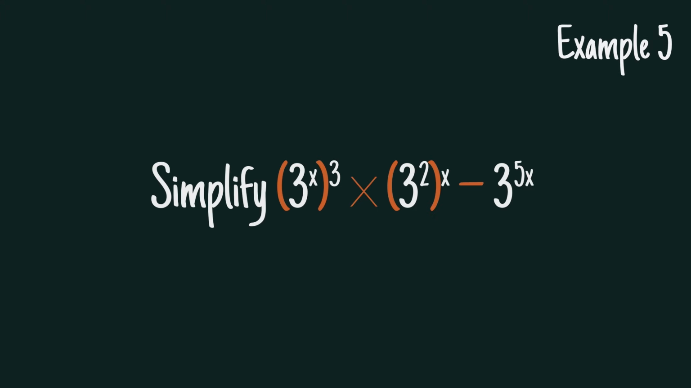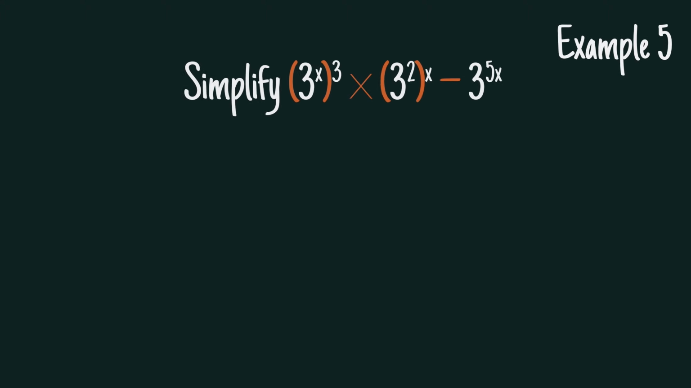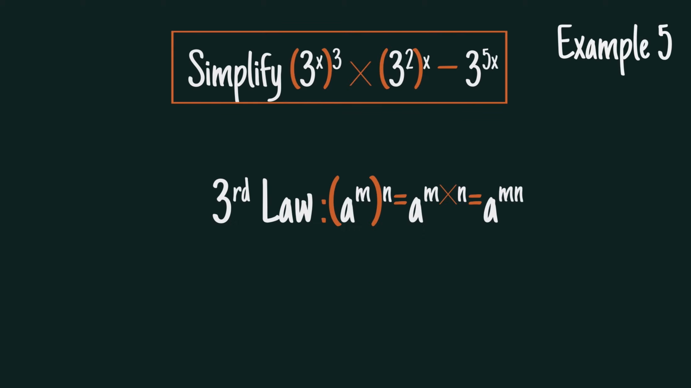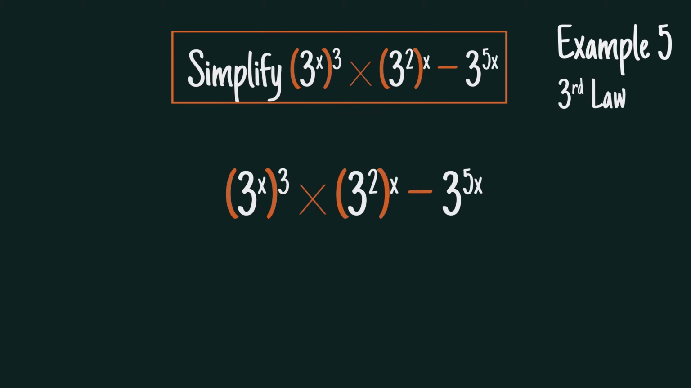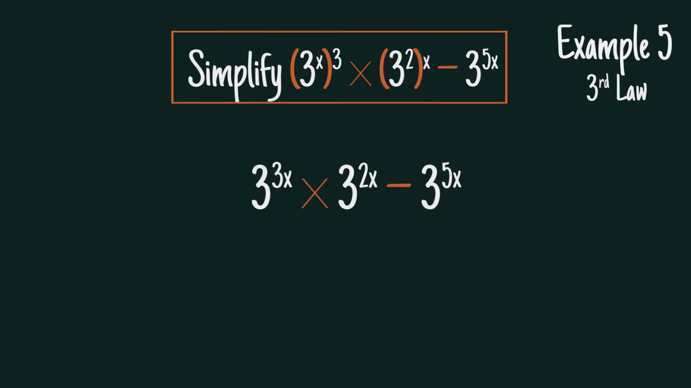Moving on, let's see how the other laws work. In example 5, using the third law, we will first remove the brackets by simplifying the individual terms, followed by combining the relevant terms using the first law. And since the terms are the same, and they cancel out each other, the answer turns out to be 0.